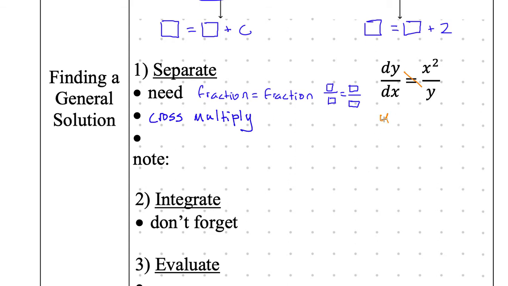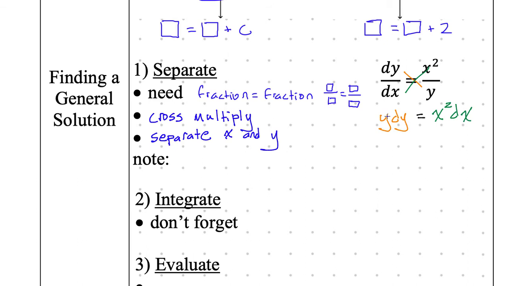So y dy is equal to, and then I'm going to cross multiply the other way, x squared dx. I have now cross multiplied. So I made sure I had a fraction, check. I cross multiplied, check. The next step is to separate the x and y. By that I mean the left side is only y, and the right side is only x. And we've done that. There's no hard thing to do.